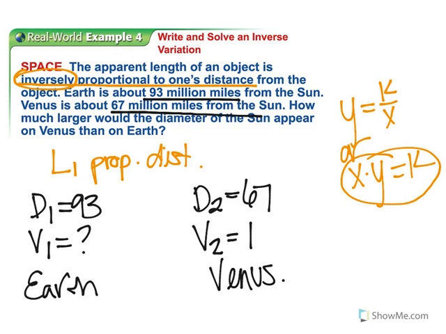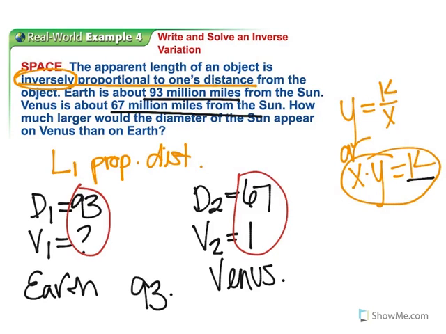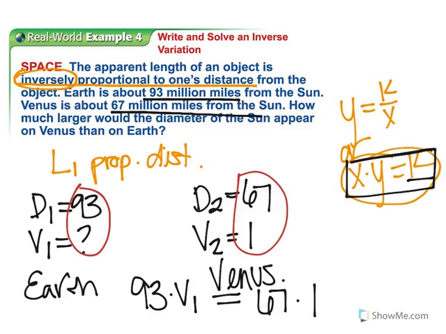All right, so if we actually set these up, we know that K is going to be the same in both equations. So what I'm going to do is take these two things and multiply them together. So I'm going to get 93 times V1 is actually going to be equal to 67 times 1, because we're using this x times y equals k. And since they equal the same k, that means we can set them equal to each other. Kind of weird, I know.